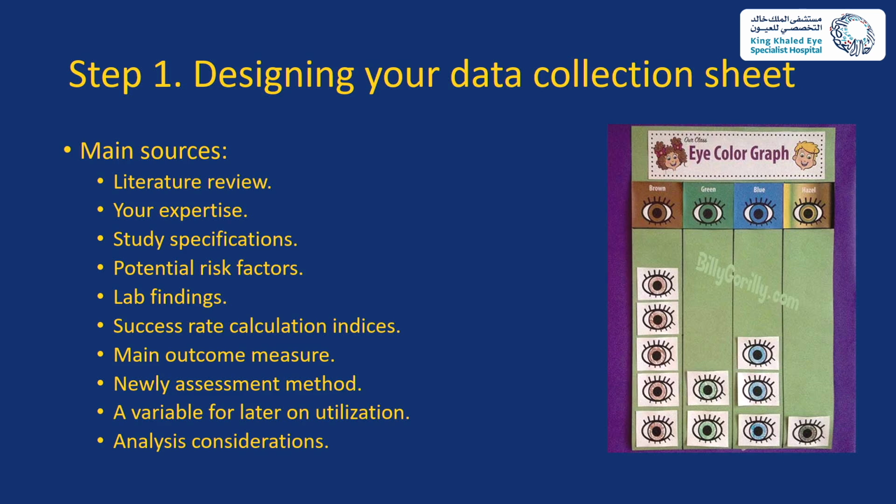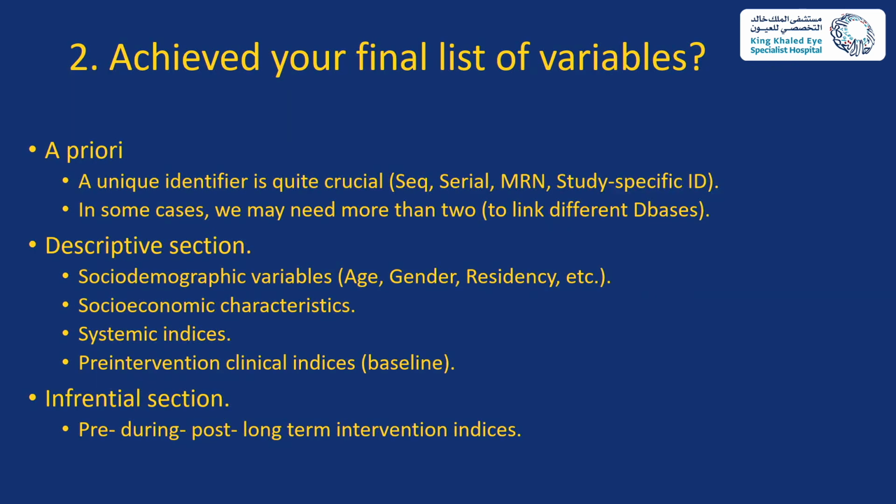If you want to add a variable, remove a variable, if you are going to add some potential risk factors, some findings from the lab, or if you need to calculate a complicated index like success rate or body mass index, something like this. And always keep in mind your main outcome measure that you are going to judge your study with. By this, you can put bits and pieces together and develop your data collection sheet based on your study.